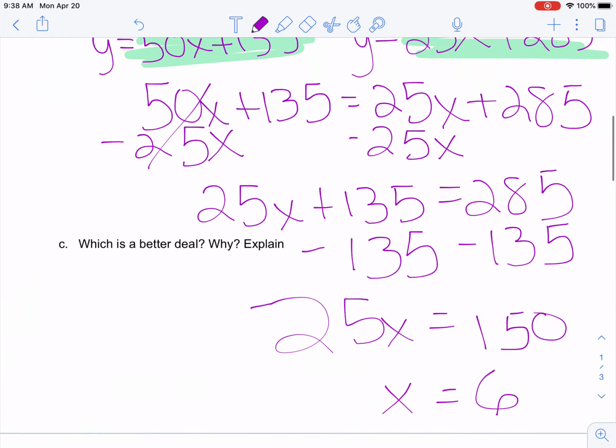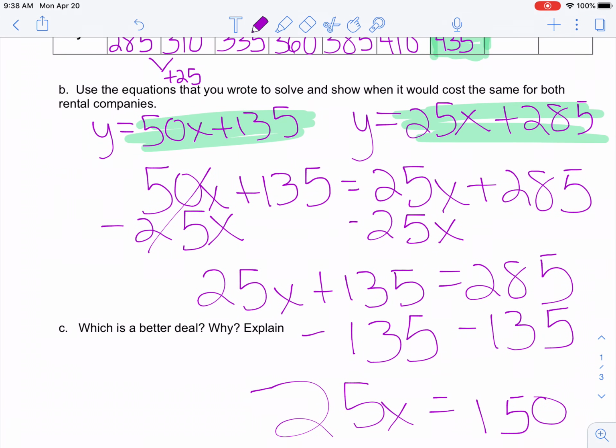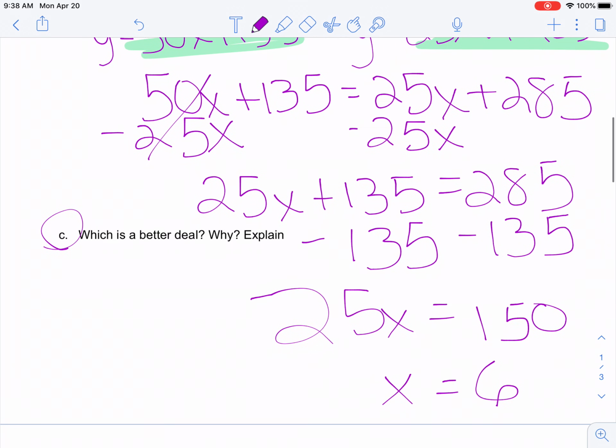So how would you find out how much? You would put that 6 back in for x in either equation. Okay? So C, it says, which is a better deal? Why, explain. So we said earlier, it depends on the amount of time that you are renting for, right?